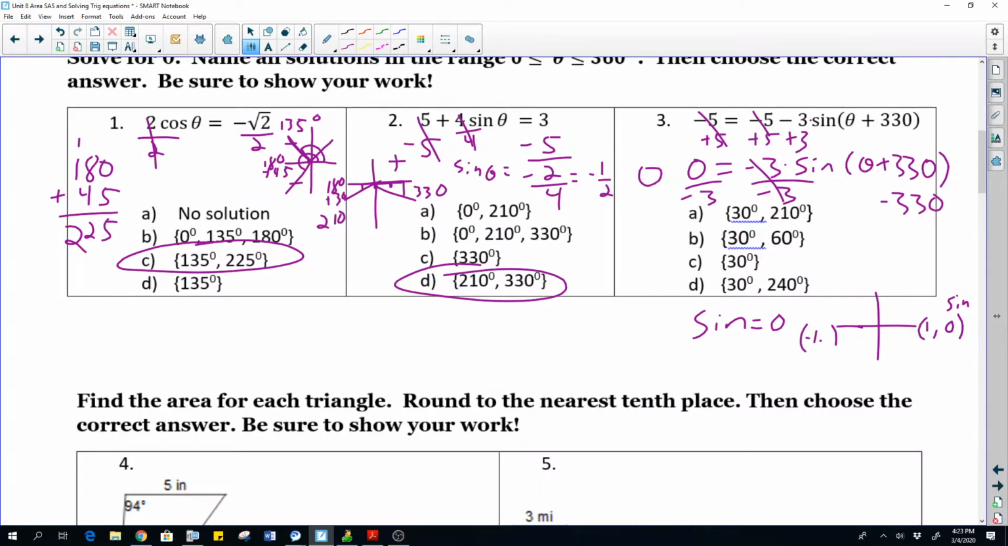Also going -1 up 0. So those are the two places. So that's at 180 degrees and 0 degrees. And so that's our two answers for theta.